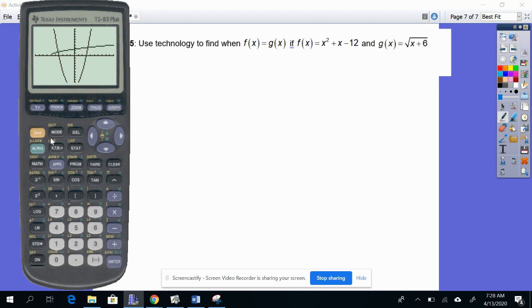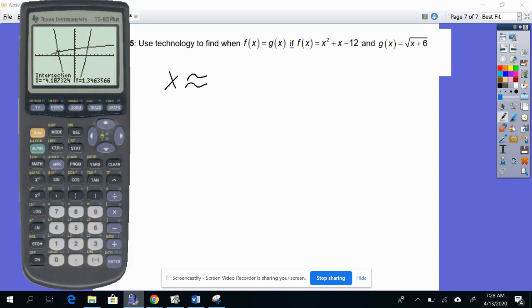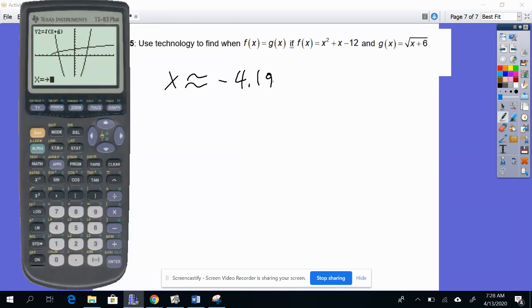Okay, crosses twice again. Same idea. Second trace. 5. Move over to that spot on the first one. Okay, you don't need to be exact, just be close. That's close enough. There's my first answer. Okay, so x is approximately negative 4.19. Rounding correctly.